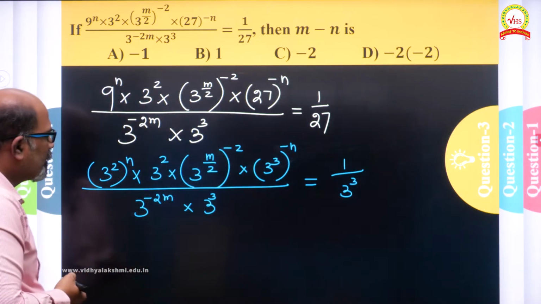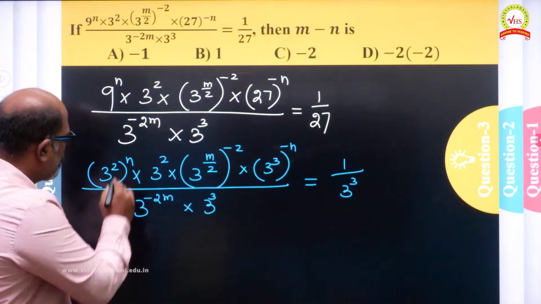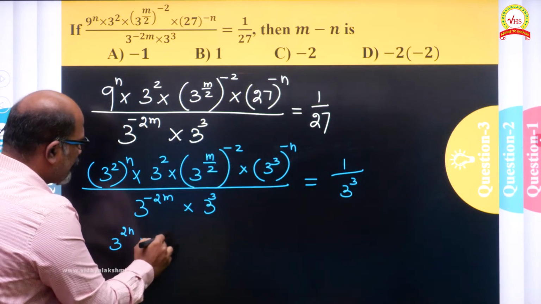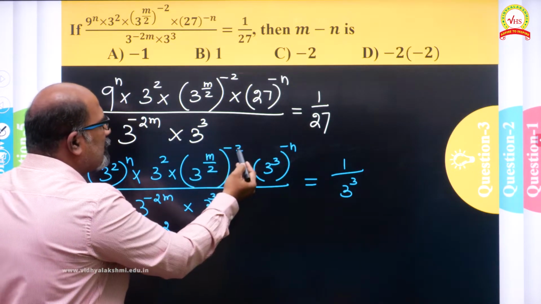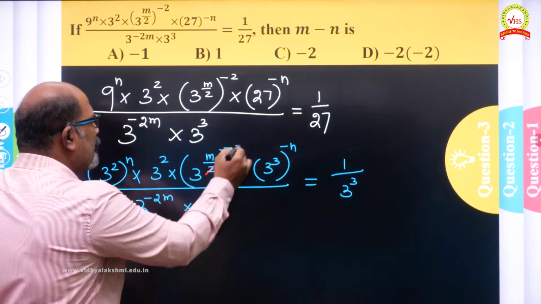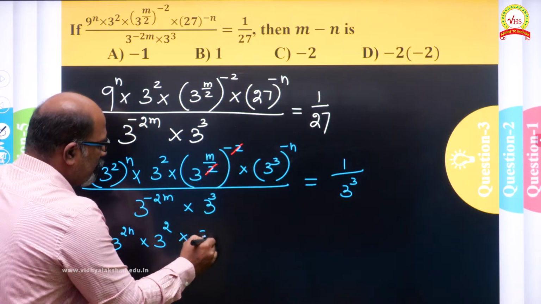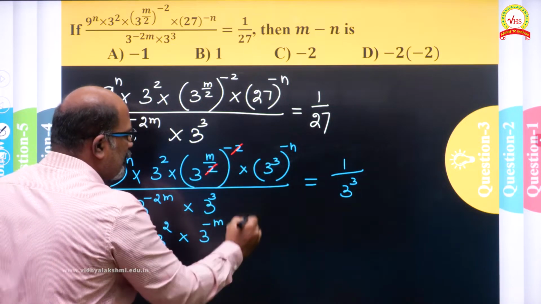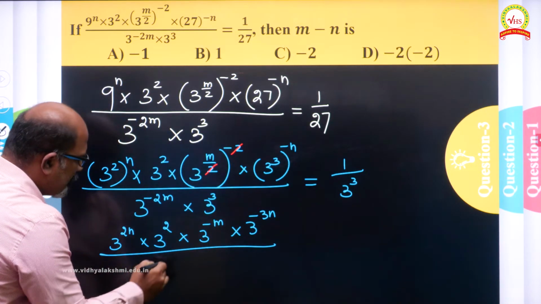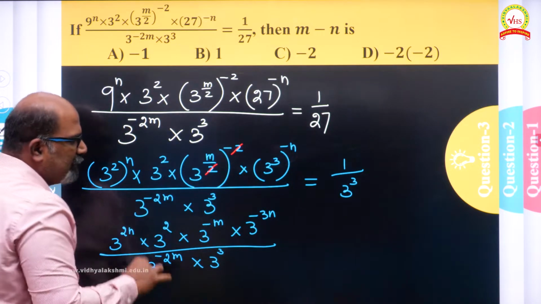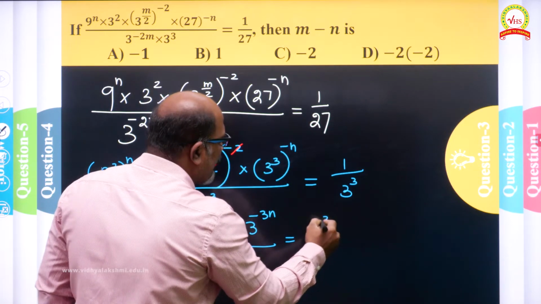Then here we can apply the power of exponent rule. When I apply that, what will you get? 3^(2n), multiplied by 3^2, which I just keep. When I apply the power rule, the m/2 and the 2 are multiplied, the 2 cancels and you have minus m. So 3^(-m) here, followed by 3^(-3n) when I multiply by 2, the whole divided by 3^(-2m) times 3^3, keeping the denominator the same without changing anything. And on the right side we have 1/3^3, which we may express as 3^(-3) when I take it to the numerator.